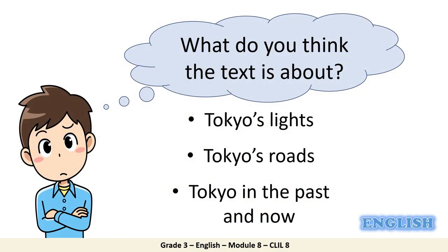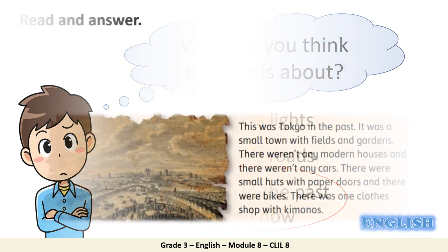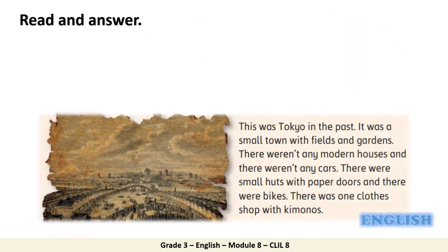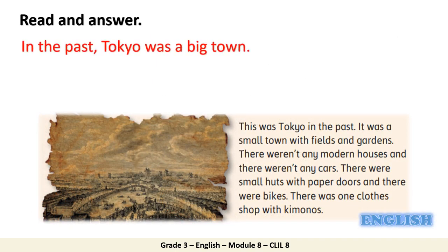So let's check if you have got the right answer. The text was mainly about Tokyo in the past and now. Now after we shadow read together, let's answer these questions. In the past, Tokyo was a big town. Magnificent. No, it wasn't. Let's do another one.